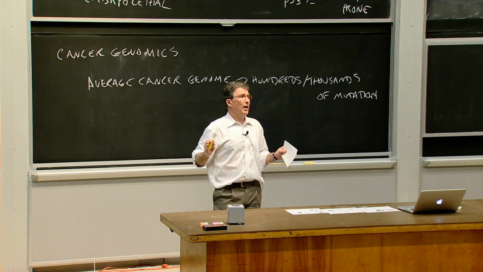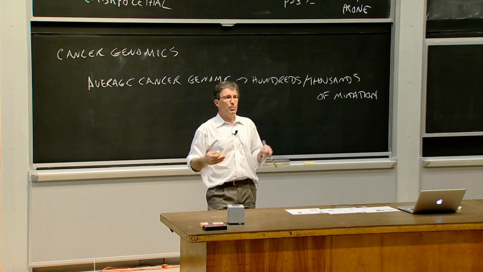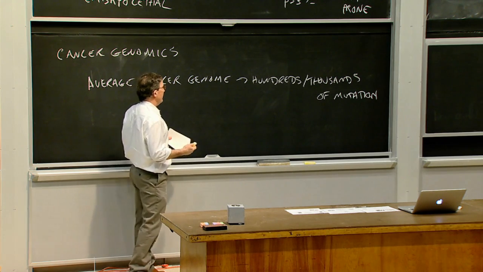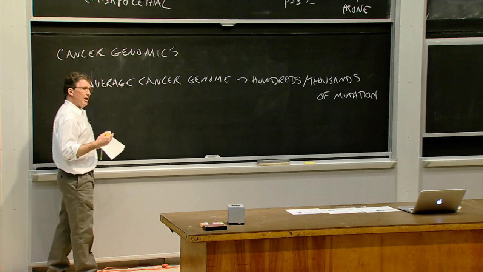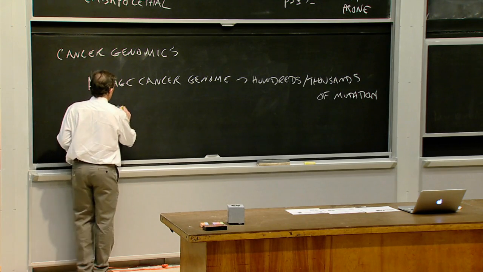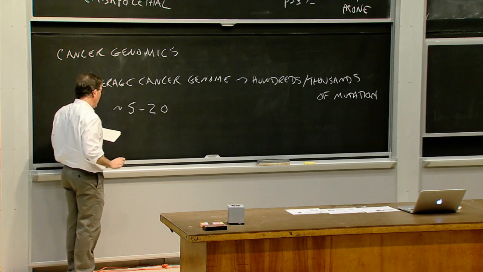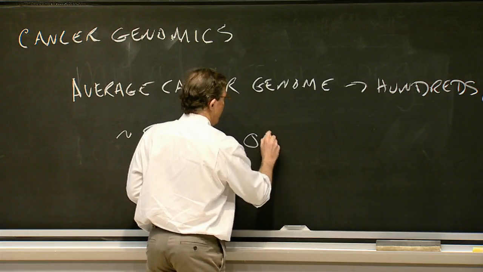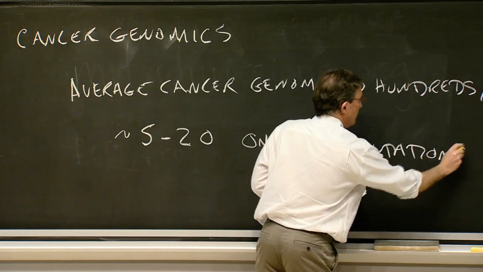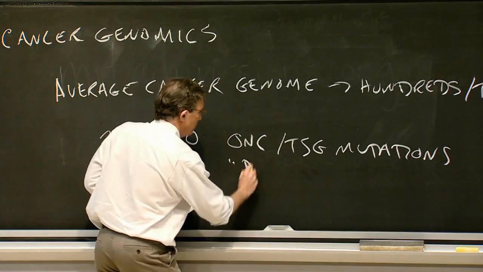Why? Because they arise following years of exposure to cigarette smoke, which carries mutagens that bathe the DNA in mutation-causing chemicals, leading to mutations. Now, not all of the mutations that you find in a cancer cell are relevant to the cancer phenotype. In fact, we think that amongst all those mutations, there's only about 5 to 20 or so mutations in oncogenes or tumor suppressor genes. And we call these mutations driver mutations.